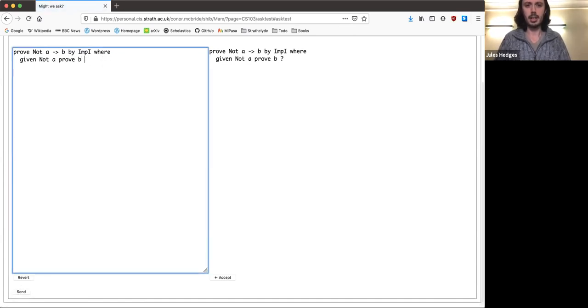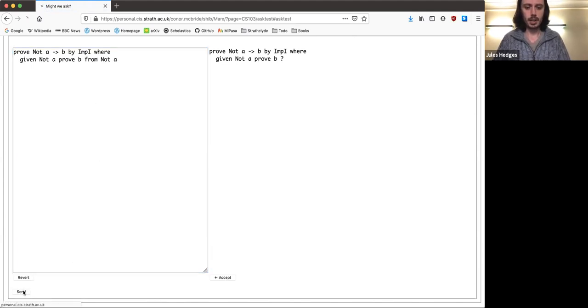Now I can say "from not A", and then something maybe a bit surprising happens. Ask tells me that I have to produce a proof of A. So when I wrote this on paper, this elimination rule would give me a proof of false. What's happening is that Ask is still doing false elimination automatically. So it knows that if you can get false, then you can also get B, which is the thing that you're actually trying to prove here.